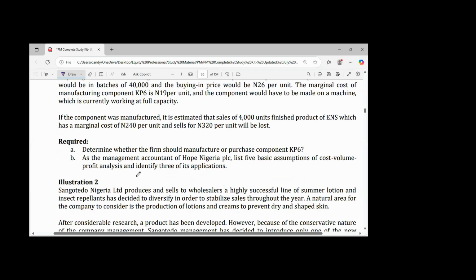B, as the management accountant of the Hope Nigeria PLC, list 5 basic assumptions of cost, volume, profit analysis, and identify 3 of its applications.